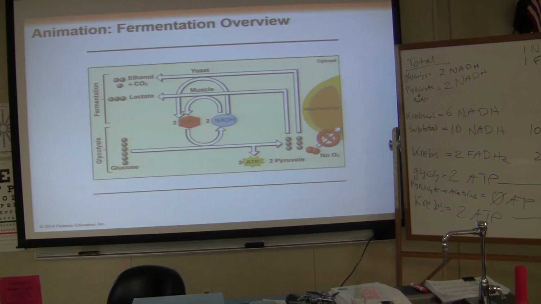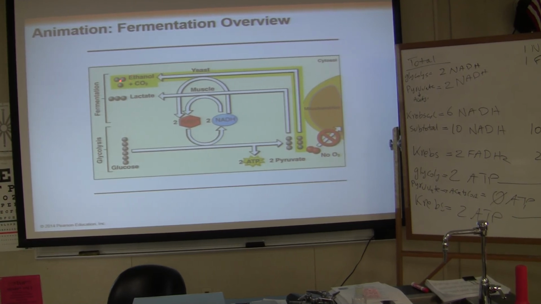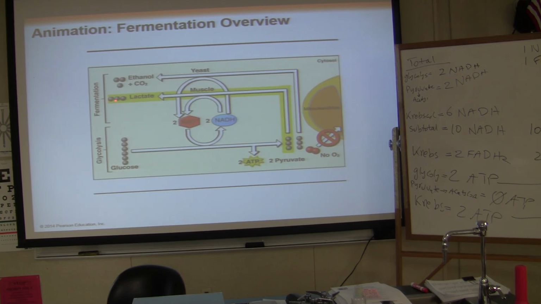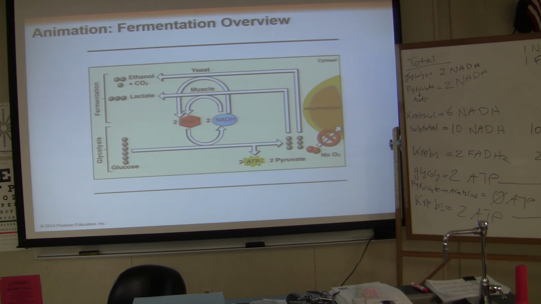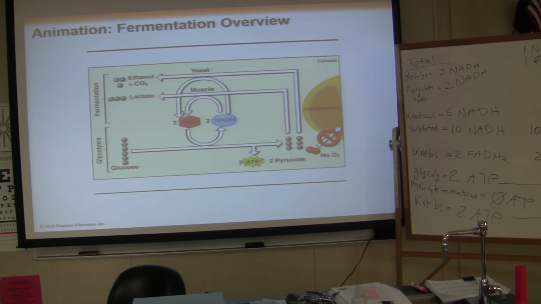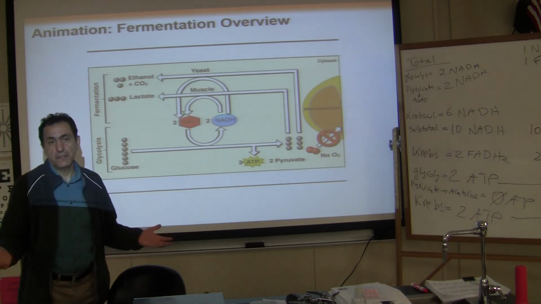There are 2 types of fermentation. Alcohol fermentation, which occurs in yeast, results in the production of ethanol and carbon dioxide. Lactic acid fermentation, which occurs in muscle, results in the production of lactate.